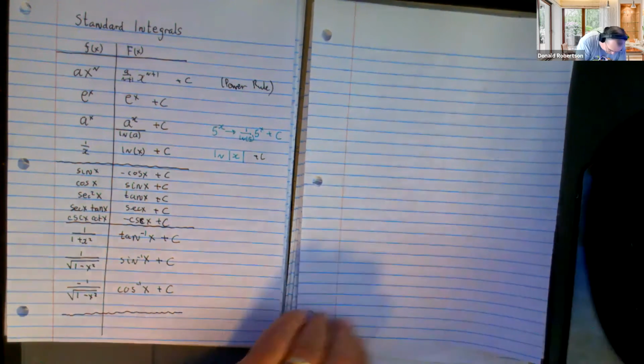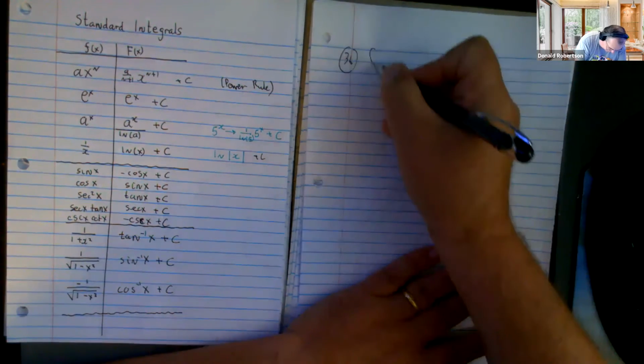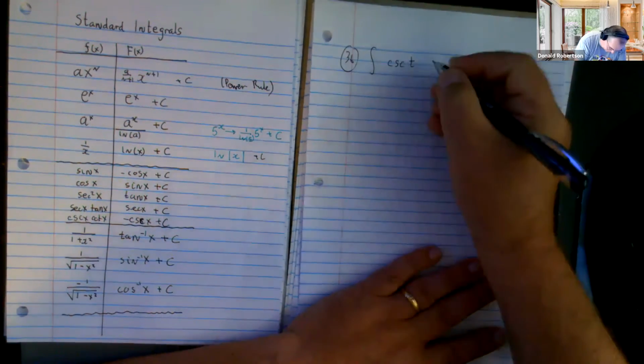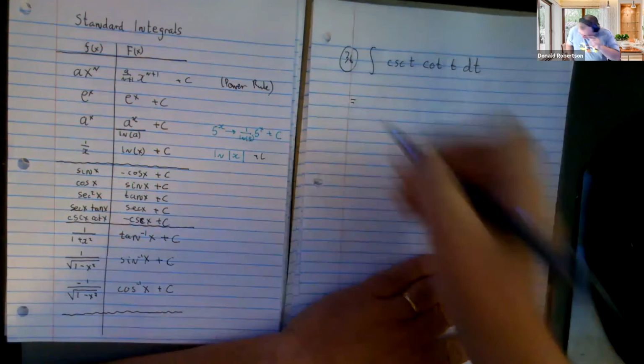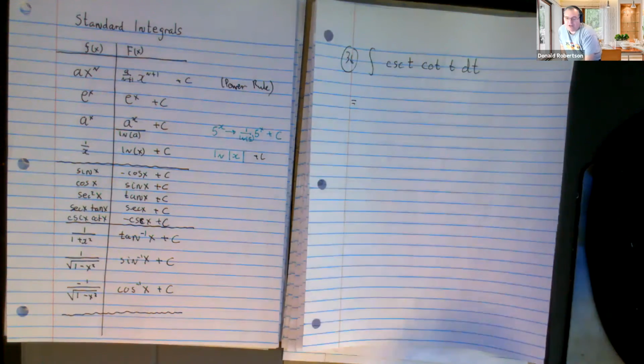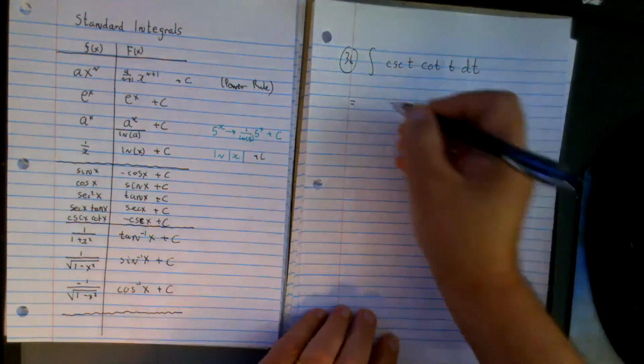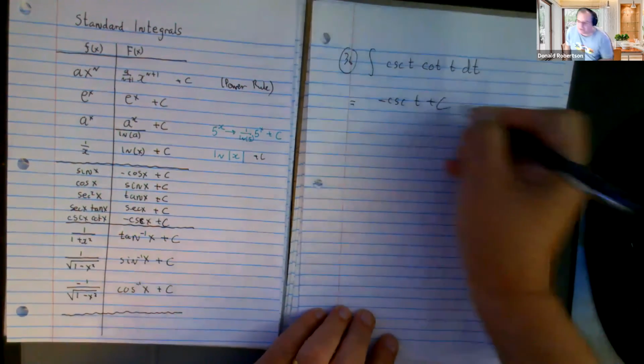I'm putting this one in as a trick question. I do not need to do anything to that question, which is why it's a trick question. It looks like I need to change it into something else like all the other last three were, but I don't. What's the answer to that? Negative cosecant of t plus c. Yeah. It's a standard integral.